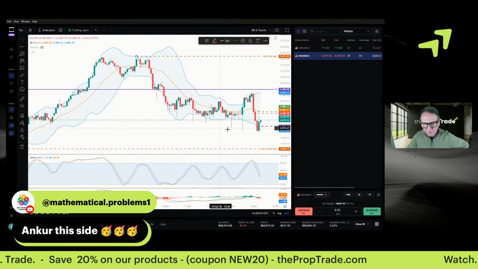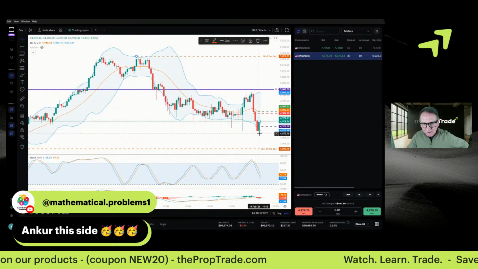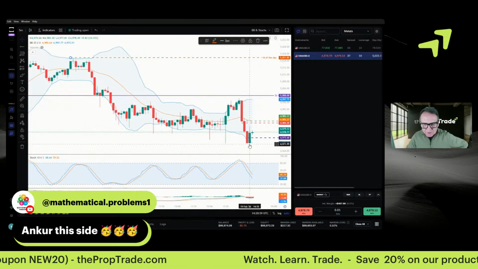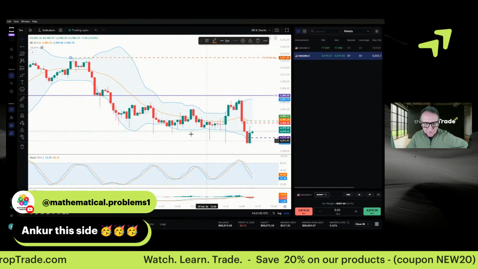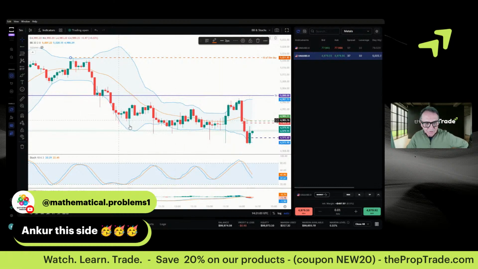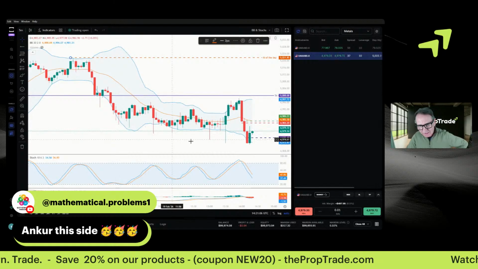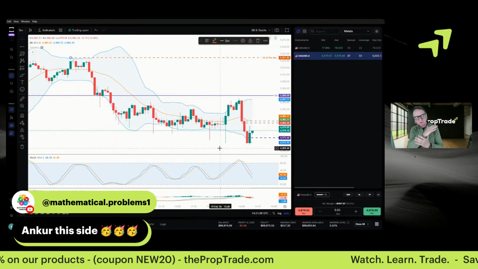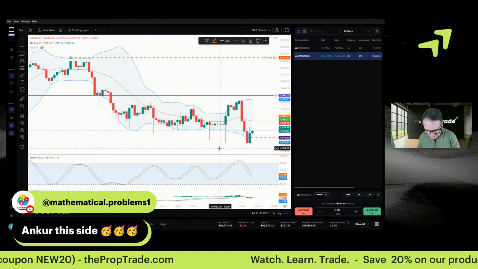So you can see these lows here are actually getting lower, aren't they? And the one we just did here was even lower again. So you can see that 1, 2, 3, 4, 5, 6, 7, 8, they're all getting lower, aren't they? So the pressure, even in this 5-minute time frame, is to the downside.